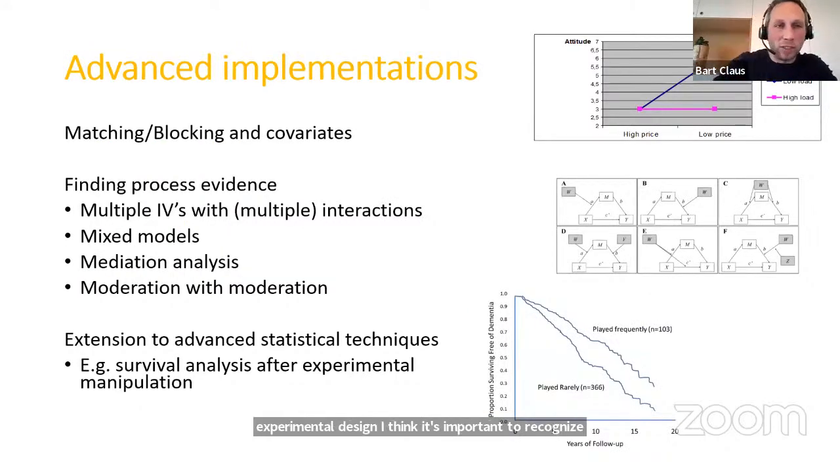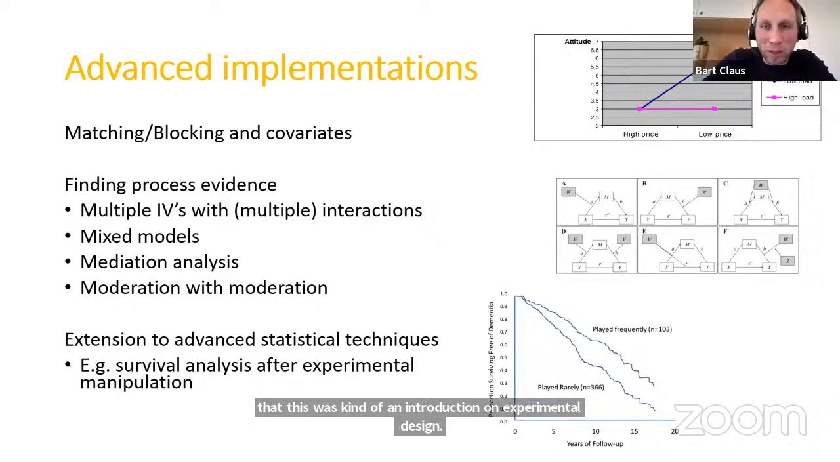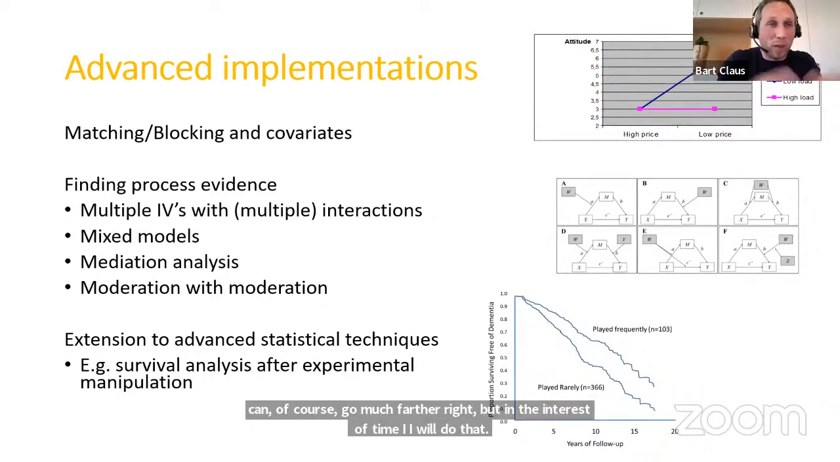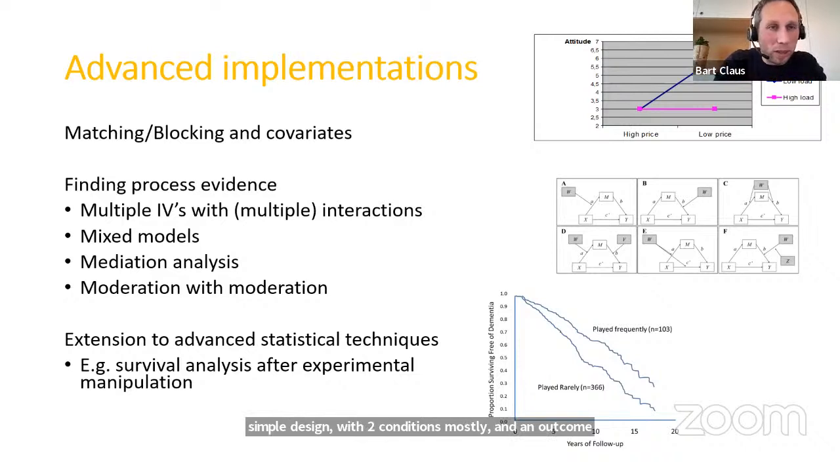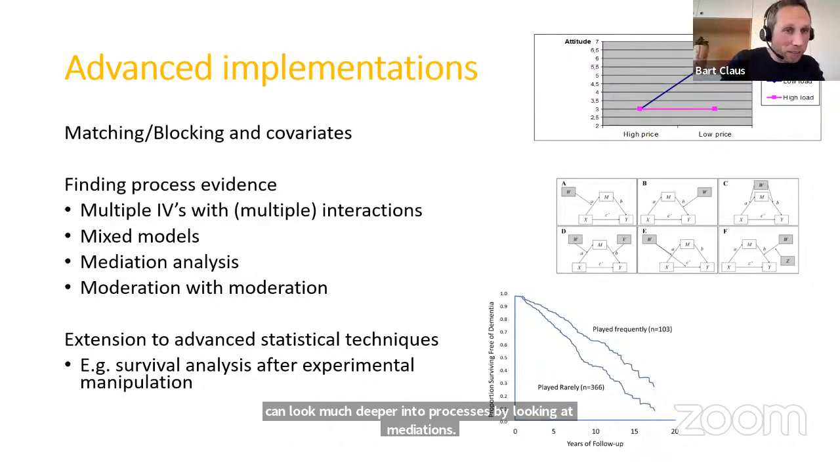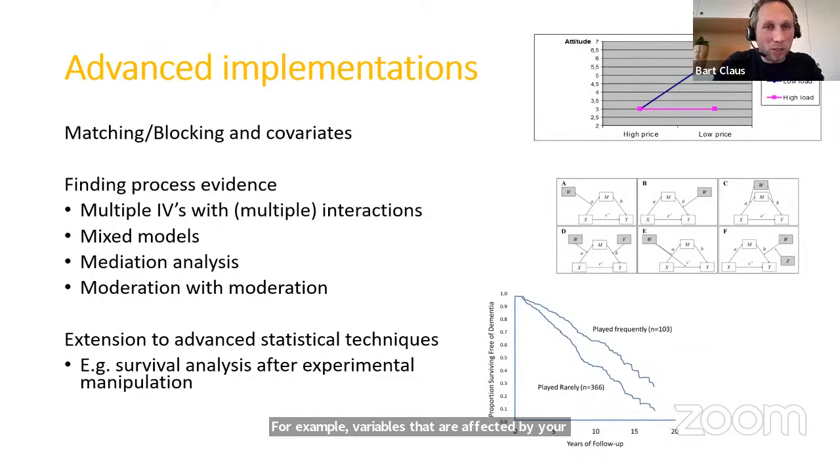This was kind of an introduction on experimental design. We can, of course, go much farther, right? But in the interest of time, I won't do that. But what I mostly discussed was a very simple design with two conditions mostly and an outcome. We can look much deeper into processes by looking at mediations, for example, variables that are affected by your independent variable, and that explain your dependent measure, that kind of are in between those two and explain the process.